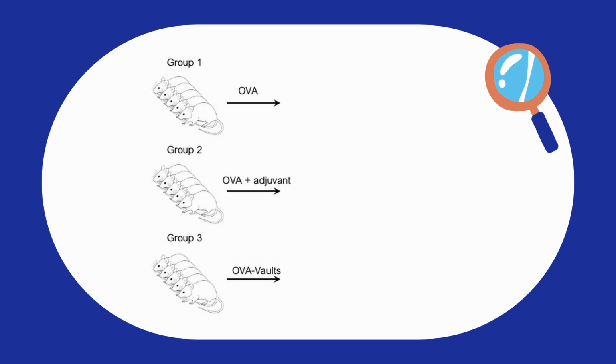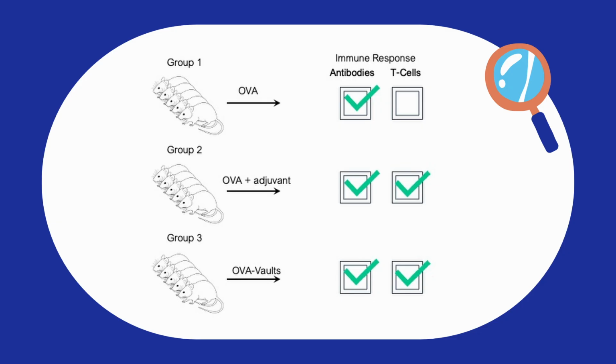The results were impressive. Mice that received OVA alone made some anti-OVA antibodies, but did not have a strong cellular immune response. Mice receiving OVA plus adjuvant produced strong anti-OVA antibodies and a strong cellular immune response, both CD4 and CD8 T cells. Remember, an adjuvant is added to get the attention of the immune system, but adjuvants can cause problems like inflammation. What was most interesting was the immune response seen in the mice vaccinated with the OVA-VALTs.